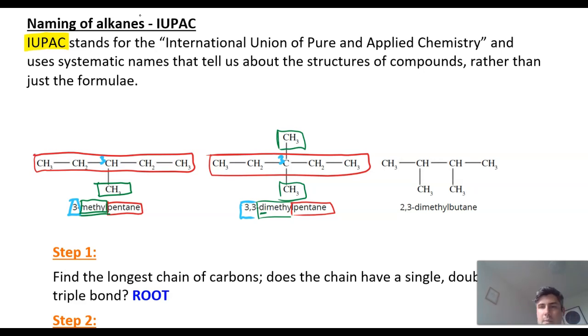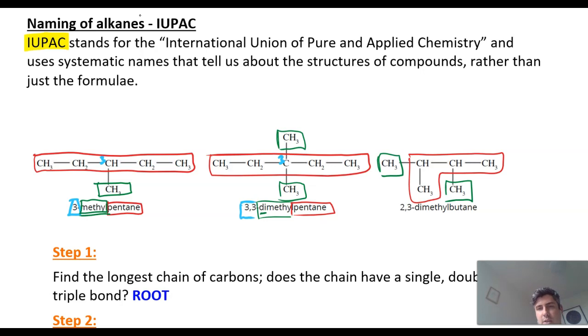The last example here, the longest chain we have is 4 carbons. Now, you could actually have a different chain here that's also 4 carbons. And also you could look at it like this, and that's also 4 carbons. But no matter which way you draw the longest chain, they're all 4 carbons, and the other groups end up being on the same carbons.